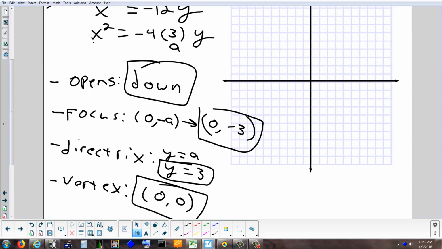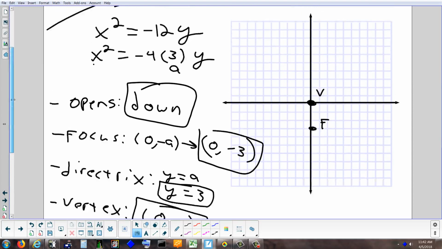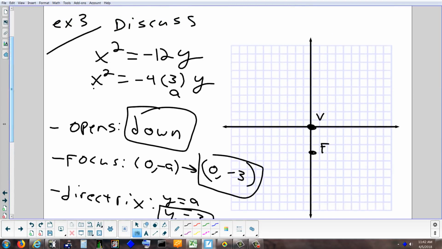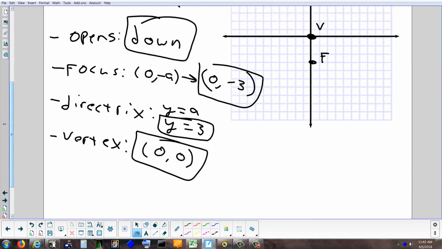Okay. So the focus is (0, -3). The vertex, remember it's going to wrap around the focus. That's why it opens down. And this time we're going to pick a number for y and solve for x. But it's the same situation. You're going to have to take a square root. So technically you pick anything for y, but if we pick the right number, we can do it in our head. What could I pick for y? 3. Yeah, we could let it be 3. It's not always 3.